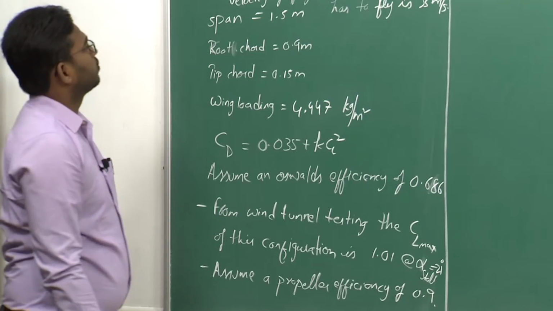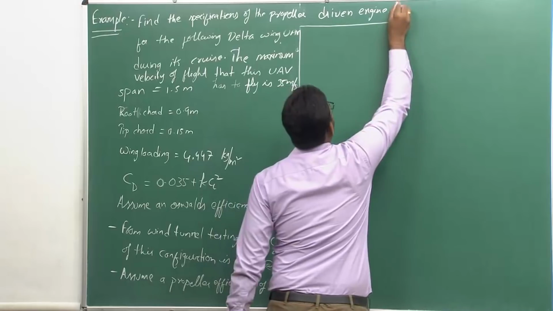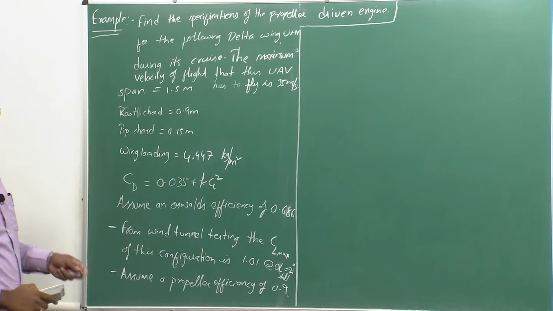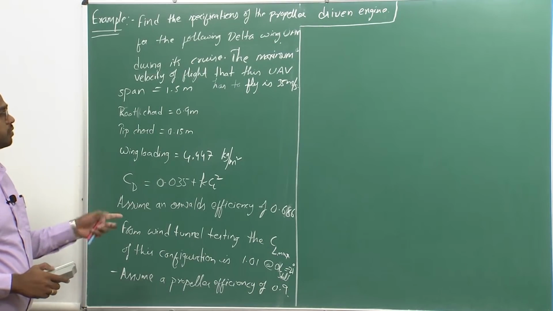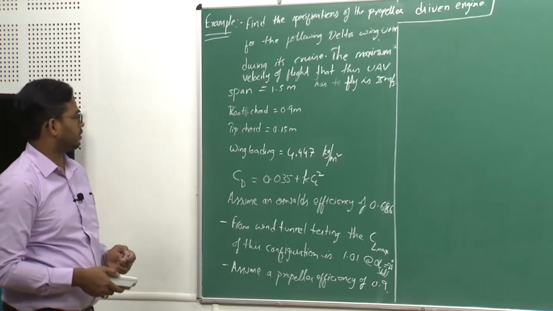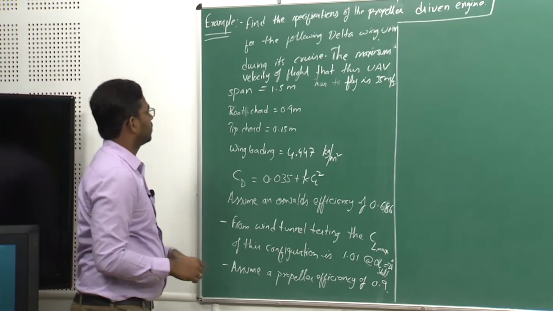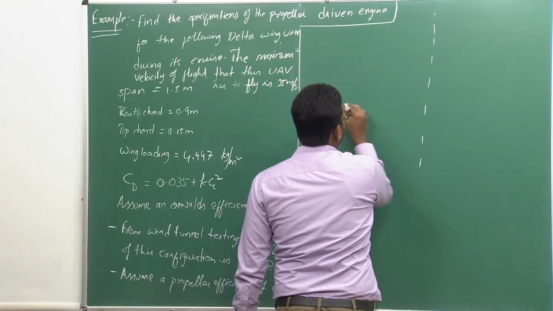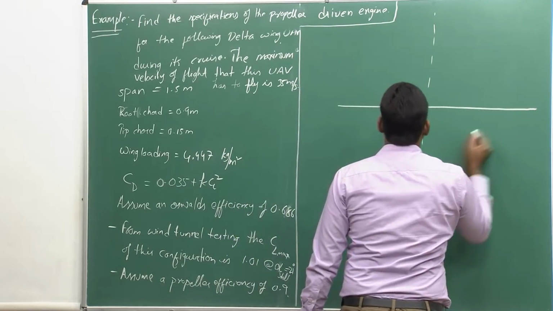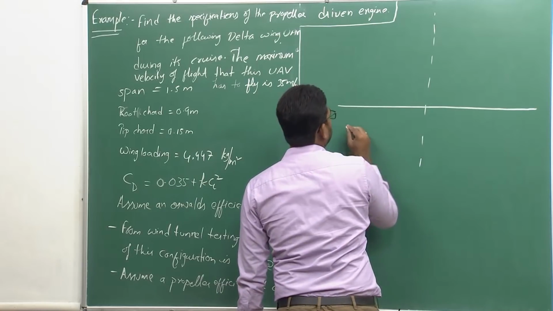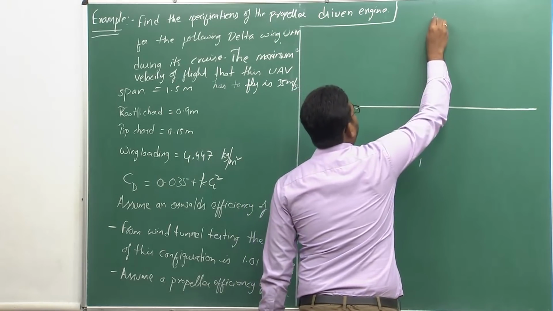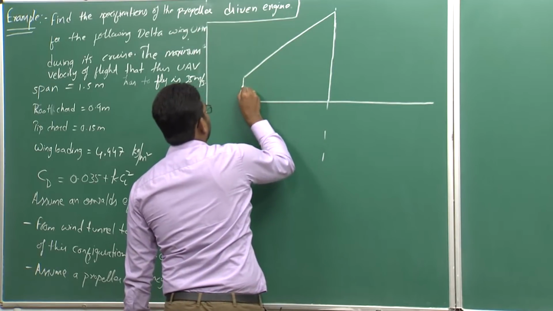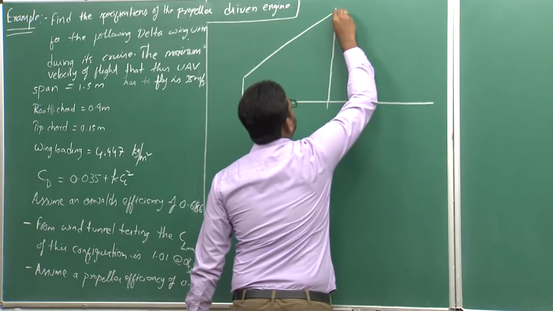So, find the specifications of the propeller driven engine for the following delta wing UAV during its cruise. The maximum velocity of flight that is expected from this UAV is 35 meters per second. Now, given the span of the wing, it is a delta wing UAV, it has 1.5 meter span and a root chord of 0.9 meters and a tip chord of 0.15 meters.